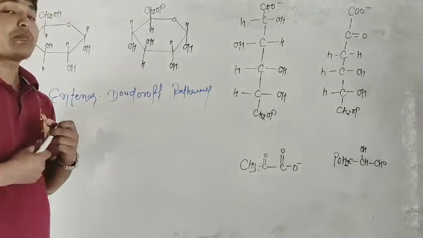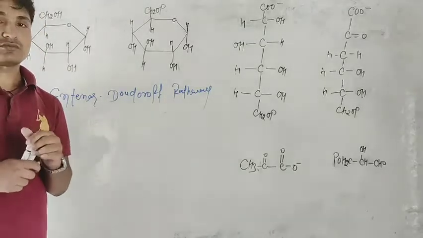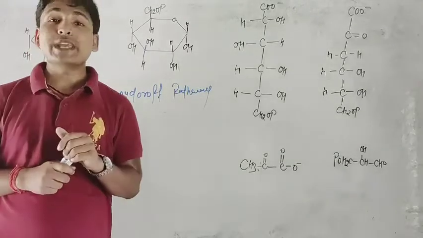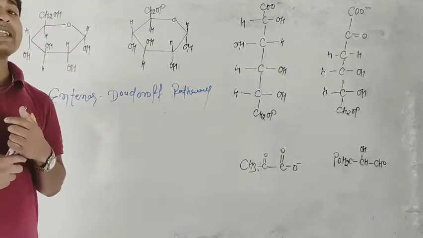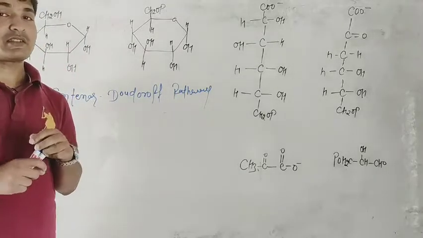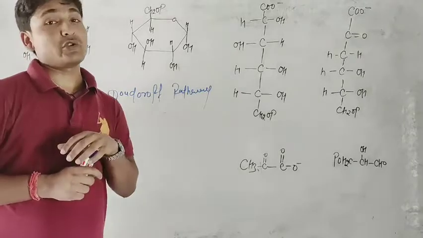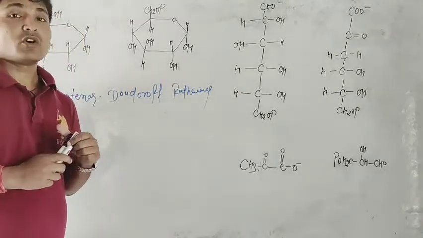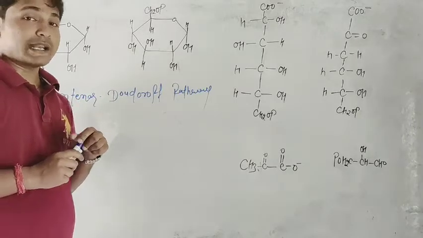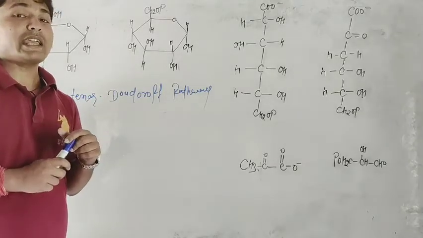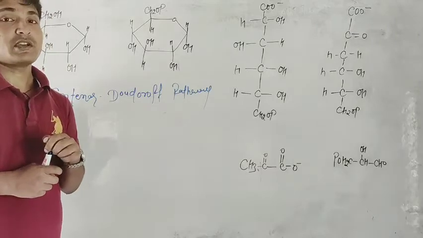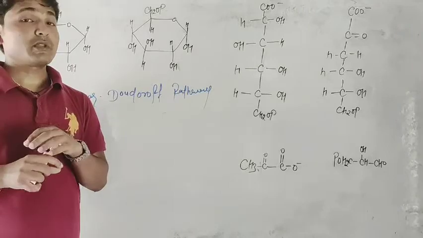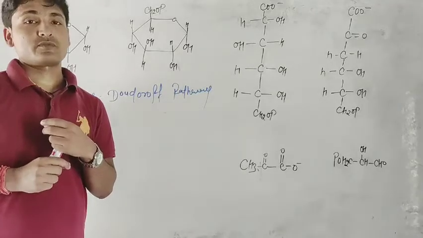If you see it from an energetic view, in the glycolytic pathway, 2 ATP and 2 NADH will be synthesized with 2 moles of pyruvate. But in the Entner-Doudoroff pathway, 1 ATP, 1 NADPH and 1 NADH will be synthesized with the 2 moles of pyruvate from the 1 mole of glucose.